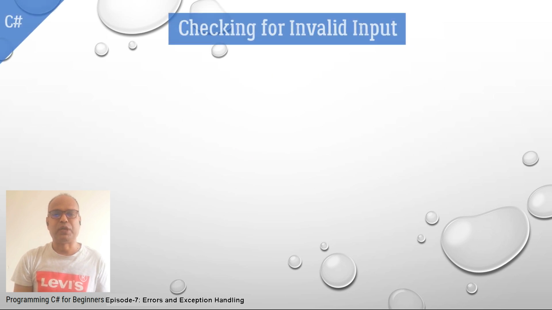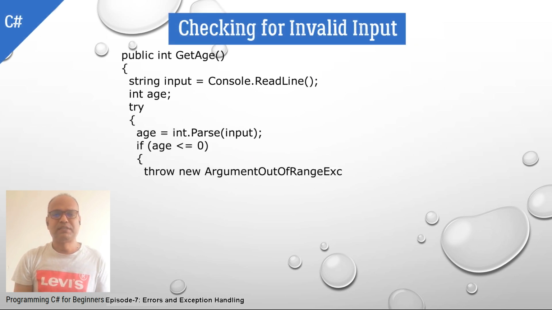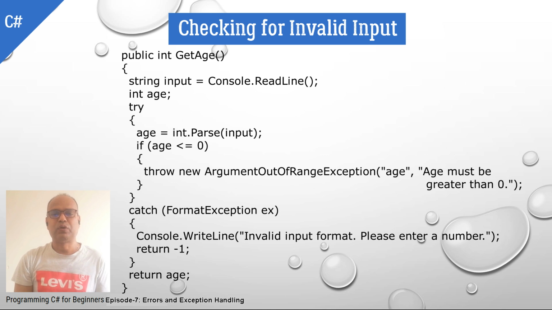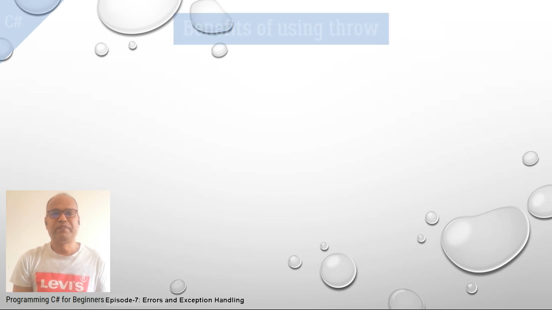Example, checking for invalid input. Let's see how throw can be used to validate user input and raise an exception if it's invalid. In this example, if the user enters an invalid format, for example ABC, or a negative age, the throw statement triggers the catch block in the calling method, displaying an error message and returning -1 as an invalid age value.